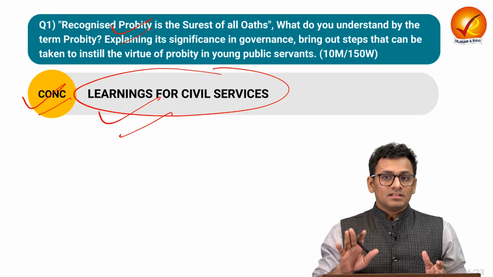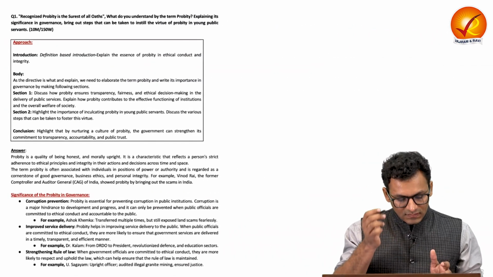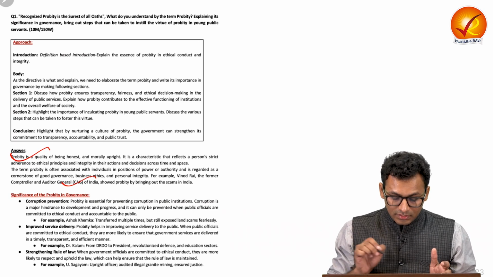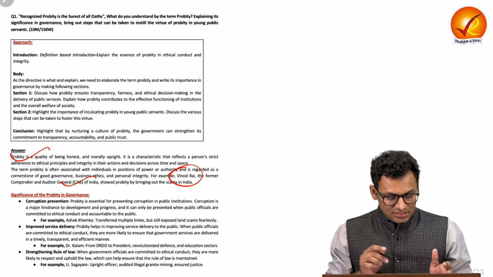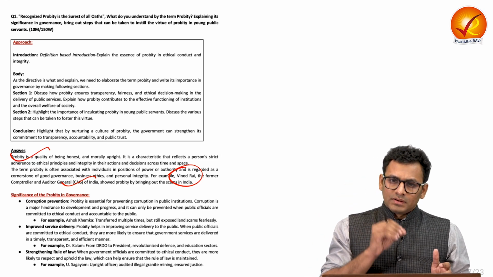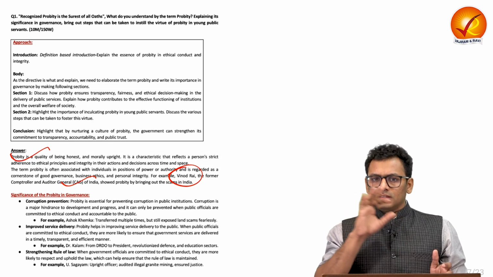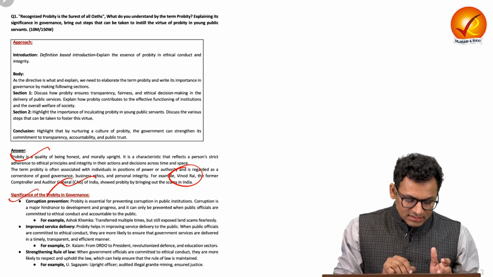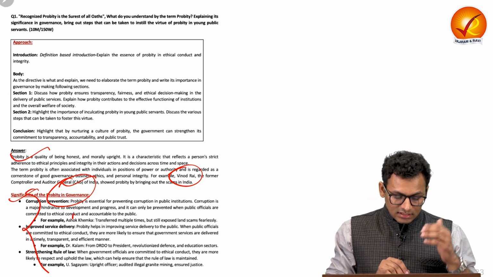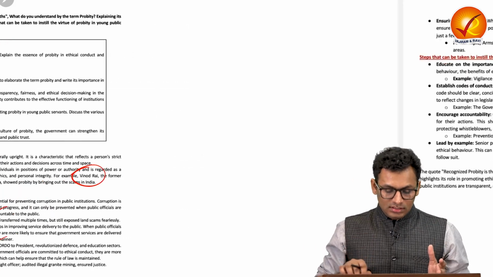Let us see the model answer and understand how we can structure our answer for answer writing. In the introduction, you can define probity, you can talk about the example of Vinod Rai, the ex-CAG, as well as some prerequisites of probity and the impact of probity through a mind map. Then you can talk about the significance of probity in governance. You can list down the significance along with certain examples to enrich your entire dimension.